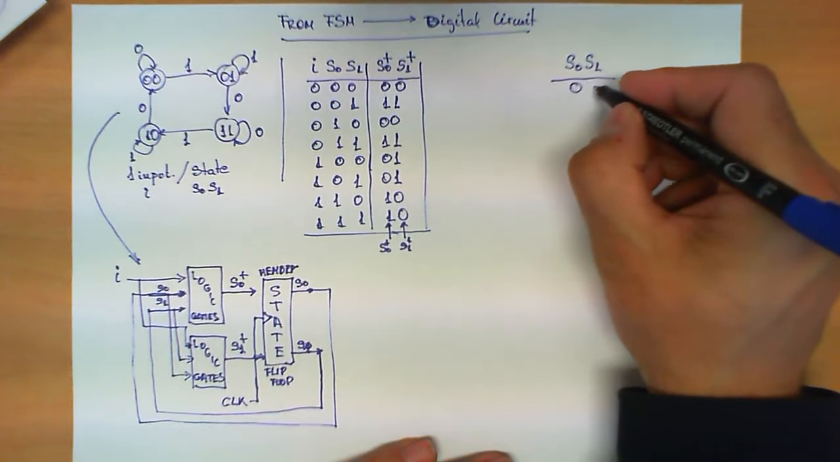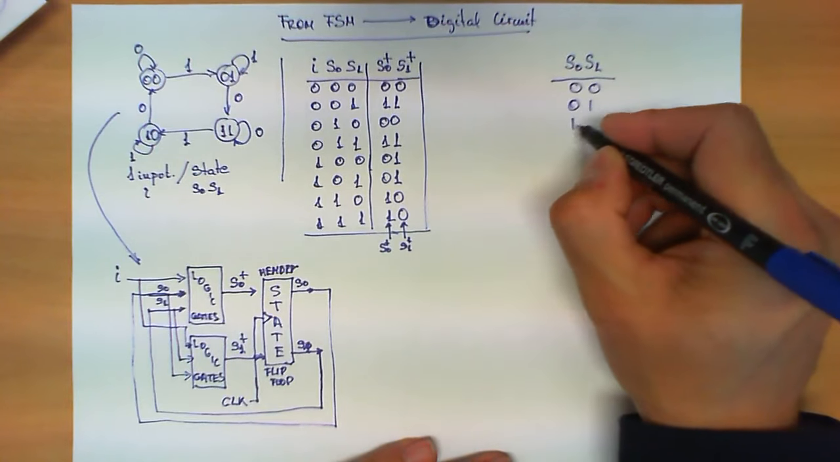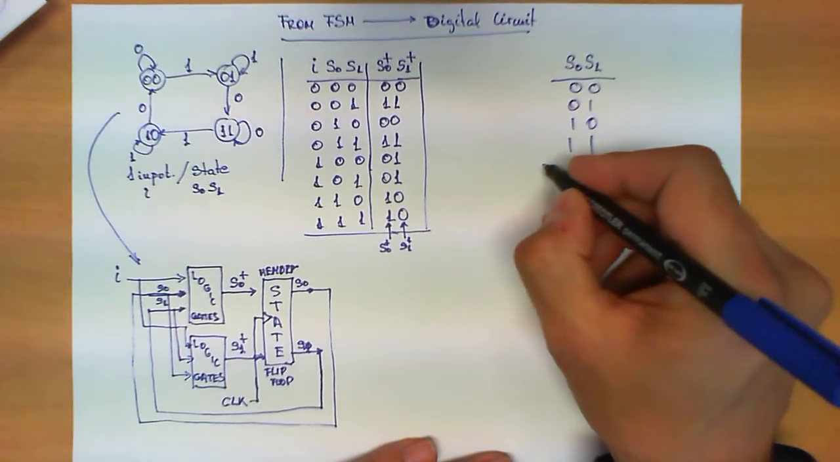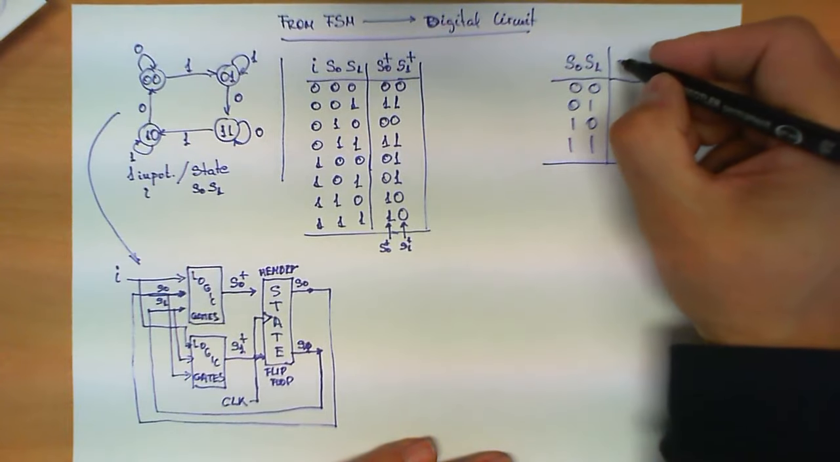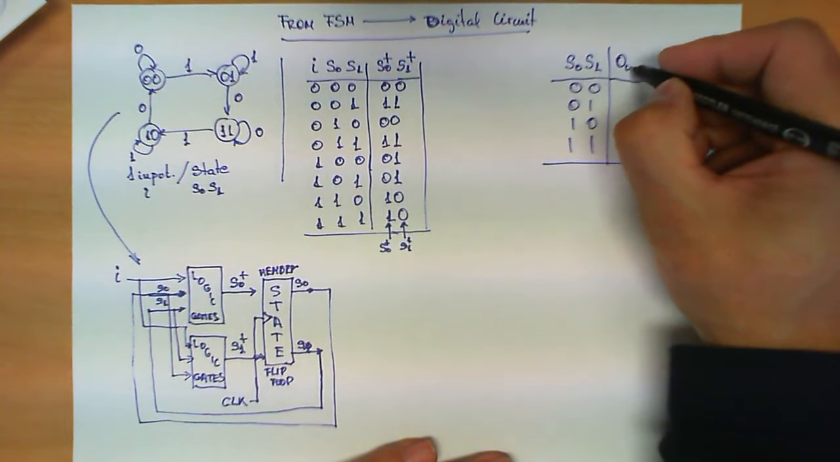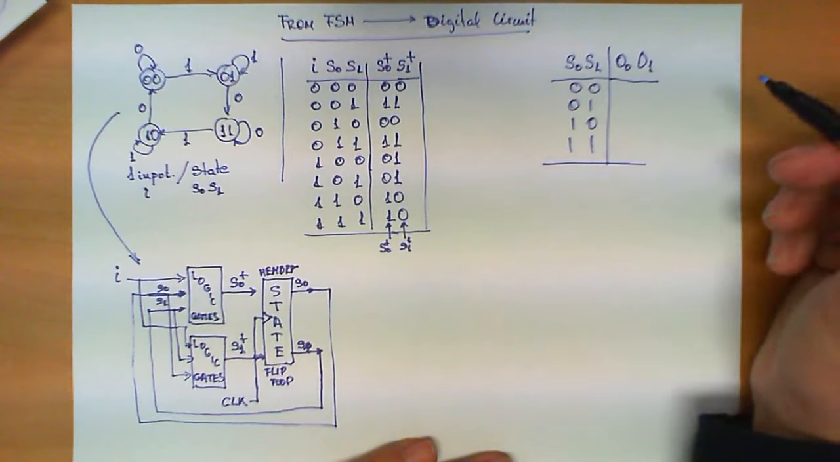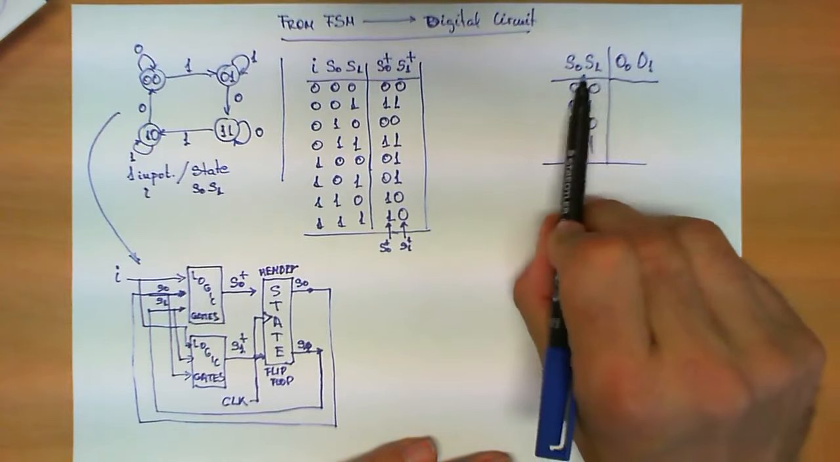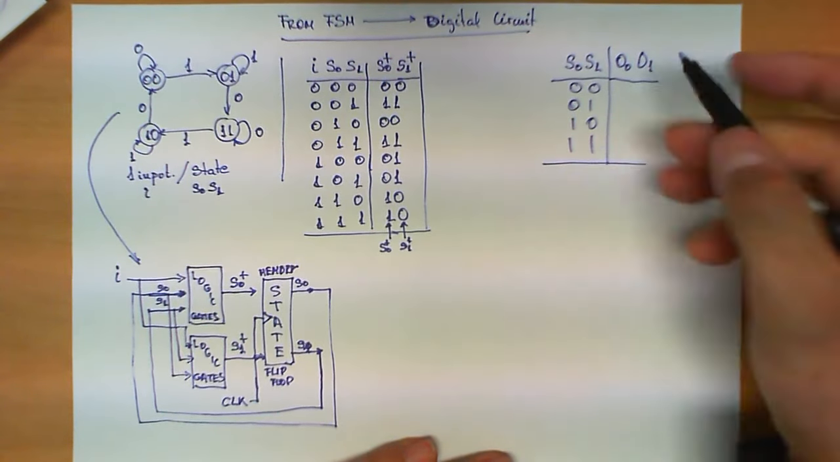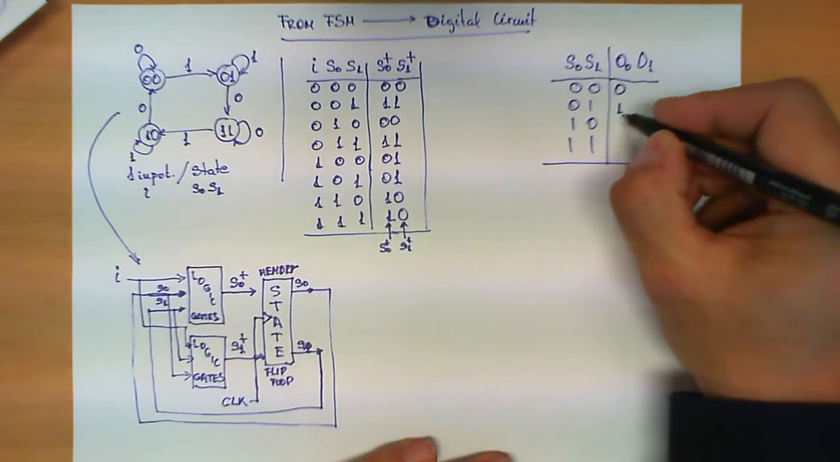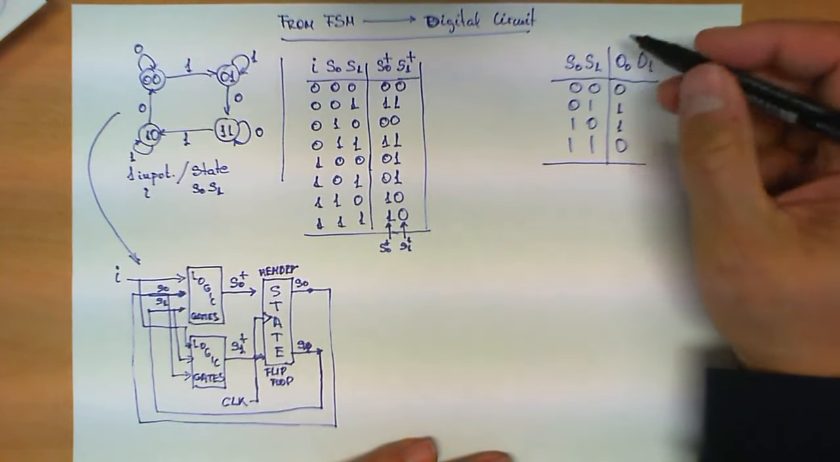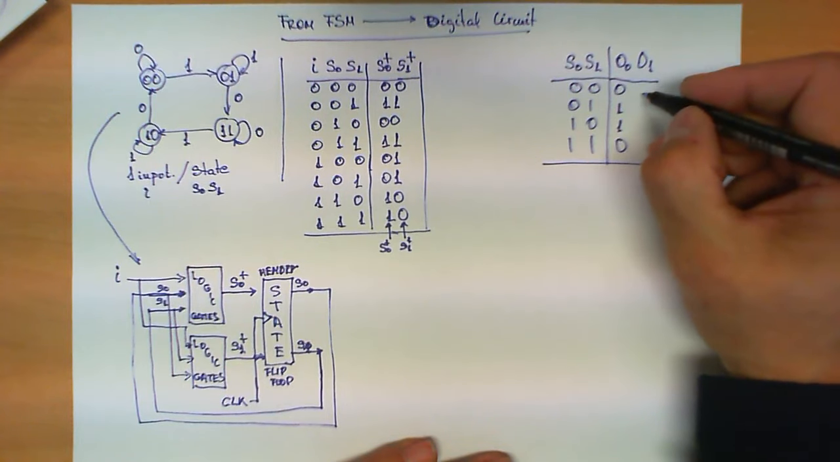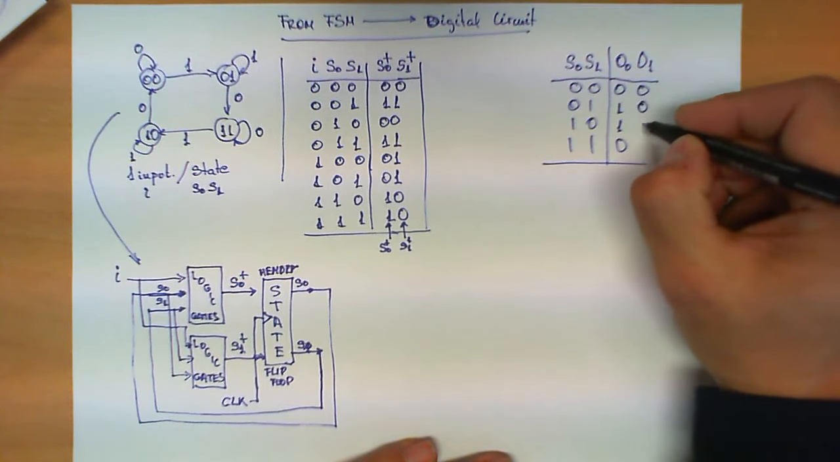Now we have four states: 0 0, 0 1, 1 0, 1 1, and let's assume we are extending our finite state machine. Let's assume that we have two outputs, O0 and O1, that depend only on the value of the states. And let's just write some arbitrary logic here. This would be the value of one of the outputs depending on the states, and this would be the value of the other output.